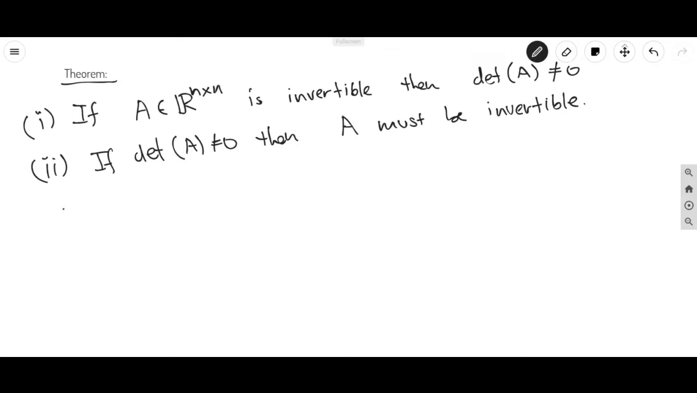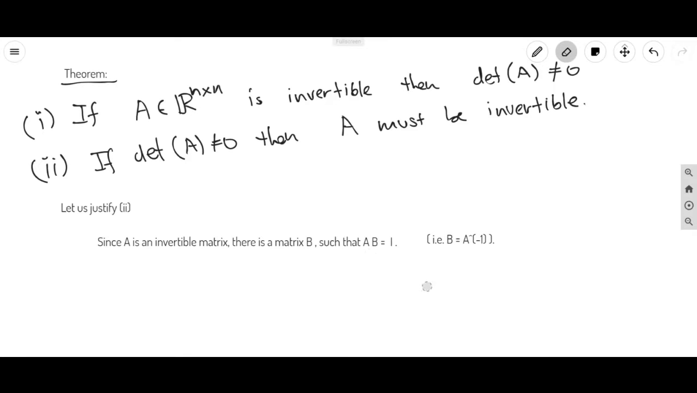So let us justify part 2. The justification here is actually quite simple. Since A is an invertible matrix, there is a matrix B such that AB is equal to the identity matrix. In other words, B is the inverse matrix. You want to say it like this: invertible means you can find the matrix so that the product gives you the identity.